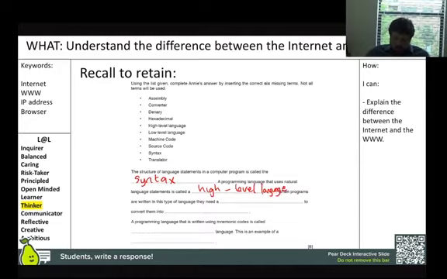When programs are written in this type of language, they need a translator. So when we write programs in a high-level language, we need a translator so that the computer can understand them, to convert them into machine code. Our translator converts our high-level language into machine code. Then the final question, we've got 2 more spaces.